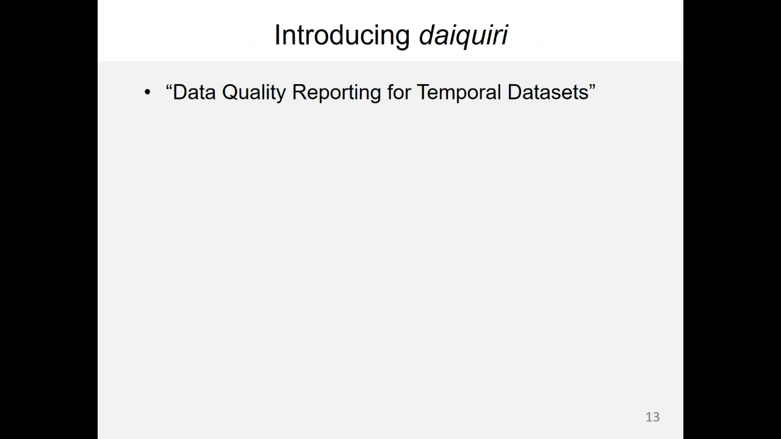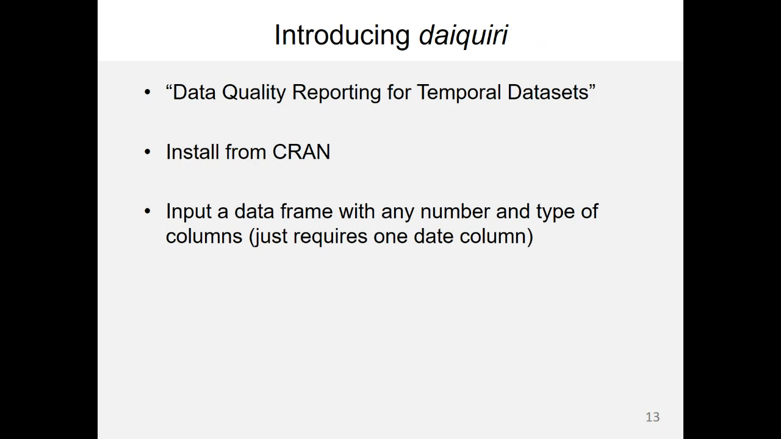It's called data quality reporting for temporal data sets. It's a slight play on words, onomatopoeic. Maybe not onomatopoeic, alliterative, play on daiquiri. You can install it from CRAN. What it does is you give it a data frame with any number and any type of columns. You just need one date column because we're interested in temporal data sets. And then it will output an HTML report.